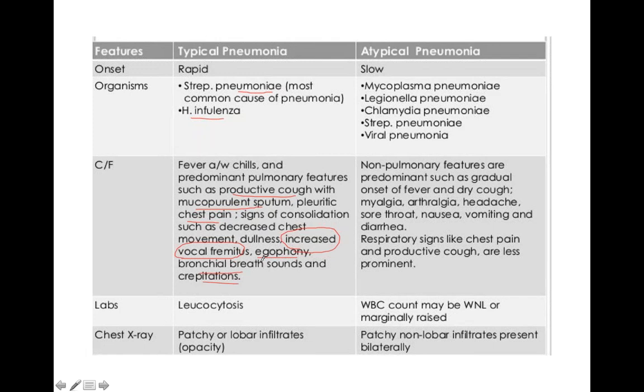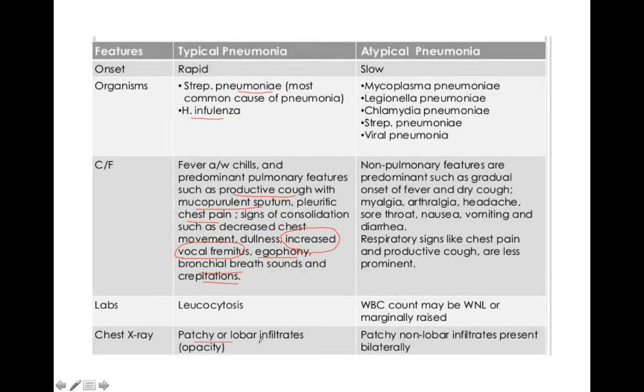So the patient will come to you with these findings: I have high fever, I have chest pain, and I have cough that produces sputum, yellowish or greenish sputum. What is the first thing you will do? You'll go for chest X-ray. In case of pneumonia, the first thing is always chest X-ray, and it will show patchy consolidation or lobar consolidation depending upon the type of pneumonia.